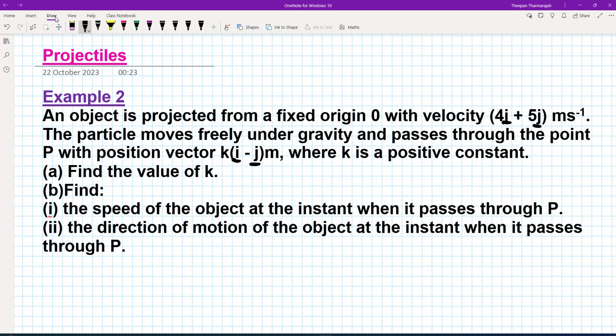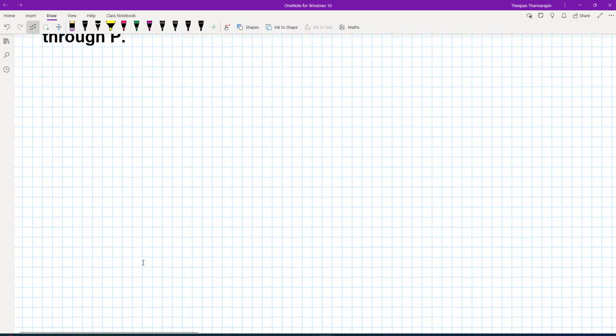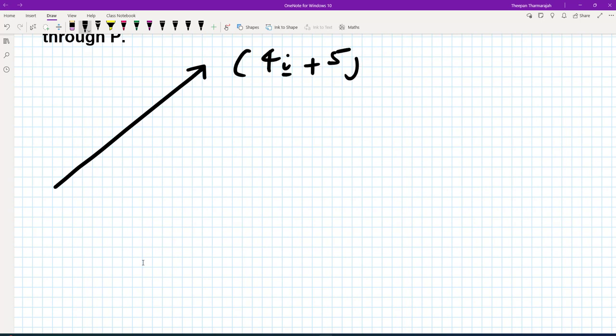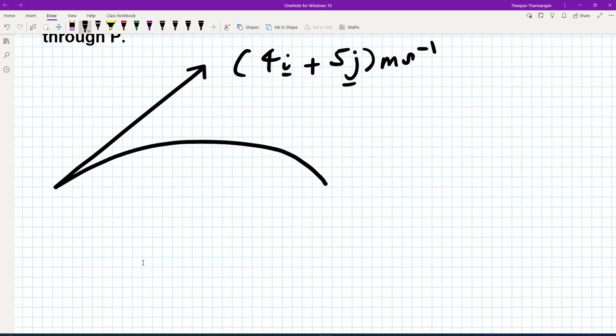So now we're going to draw a diagram. We know that our particle has a velocity of 4i plus 5j meters per second. So there we can draw our projectile motion, draw in our horizontal displacements. We can draw it like this, and this is our origin.